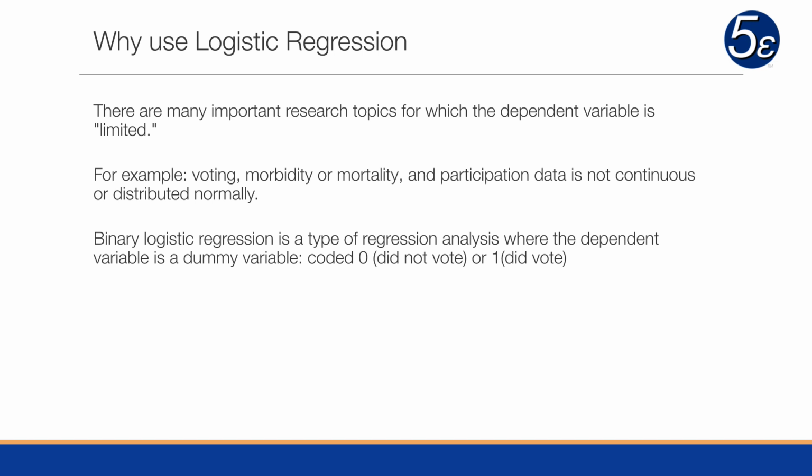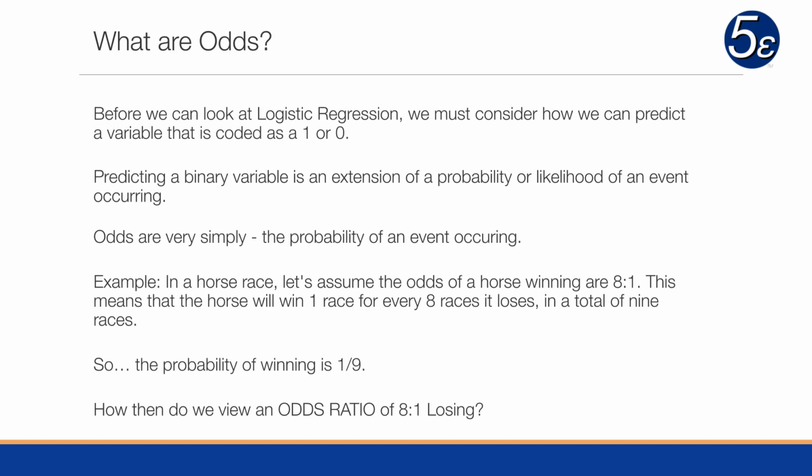Binary logistic regression is a type of regression analysis where the dependent variable is a dummy variable coded as a 0 or 1. Now, before we look at logistic regression, we must consider how we can predict a variable that is coded as a 0 or 1.